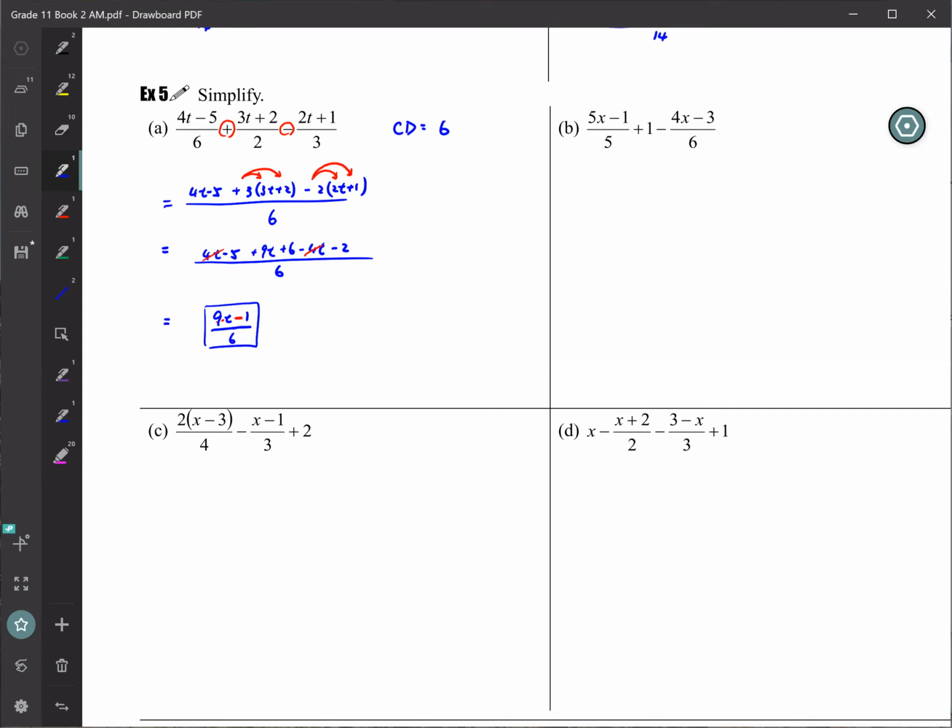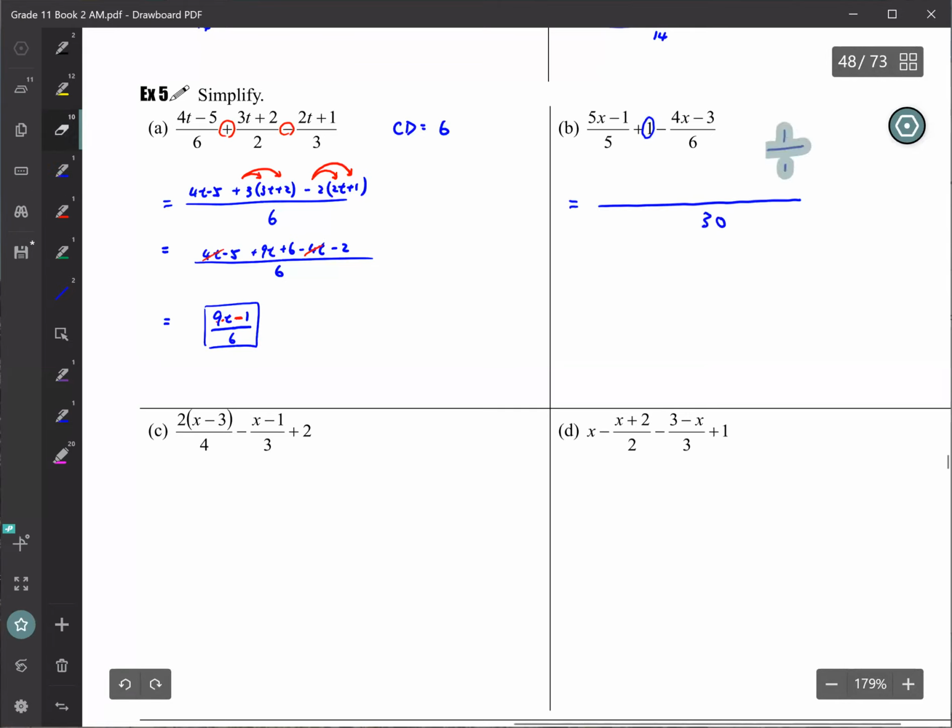And then for the second one, this is a 1, right? Yeah. 1 is the same as what over what? 1 over 1. Yeah, so you write it as a fraction, and then you change the denominator. Okay, okay. So your first step should look like something over 30. Okay, thank you, Jason. Yeah, you're welcome.